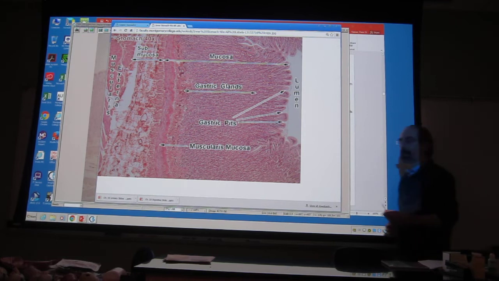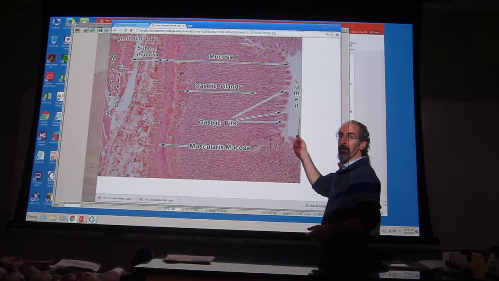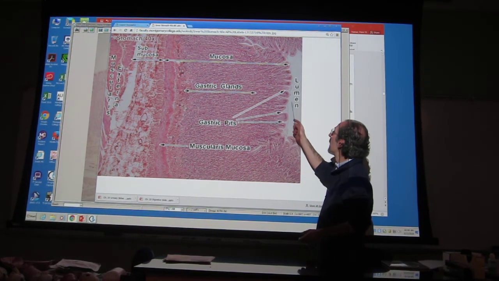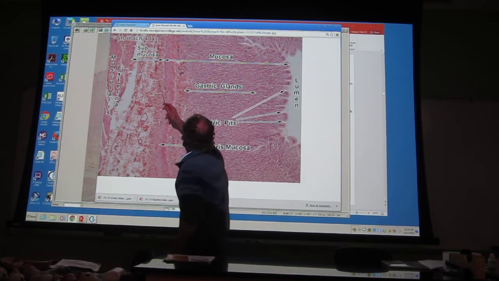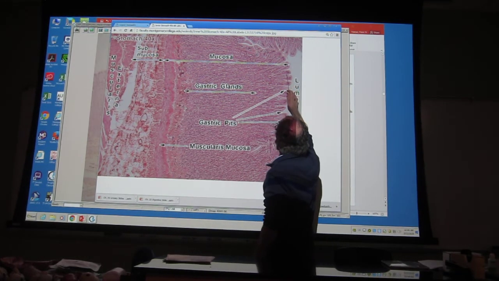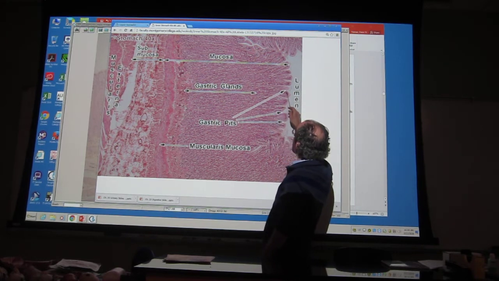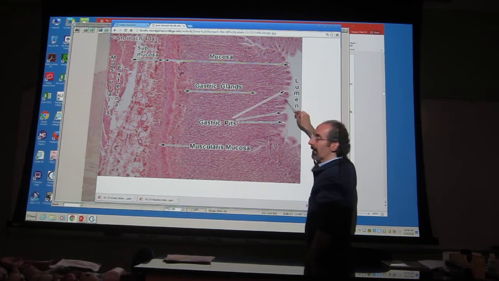Your slide is going to look something like this. Here, the lumen is to the right. The mucosal layer is from here to here, and it consists of simple columnar epithelium with gastric pits. So again, the surface of the stomach is here.